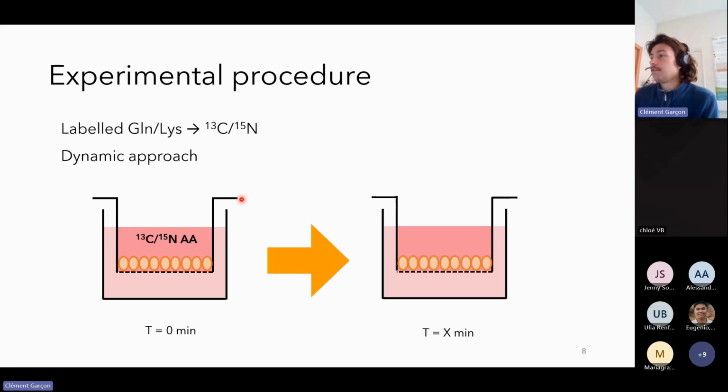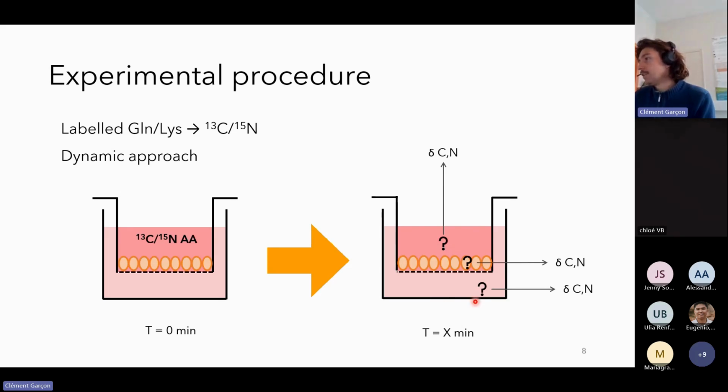And then after different time points, we're gonna harvest the medium, either the apical medium, so the medium that is here on top of the cells, or the cells themselves, or the basolateral medium. What we measure here is what is called delta. So it's basically to measure the amount of 13C or 15N that is present in the sample, and it's a kind of ratio, and it gives us an idea of the amount of carbon or nitrogen that we have in the sample.